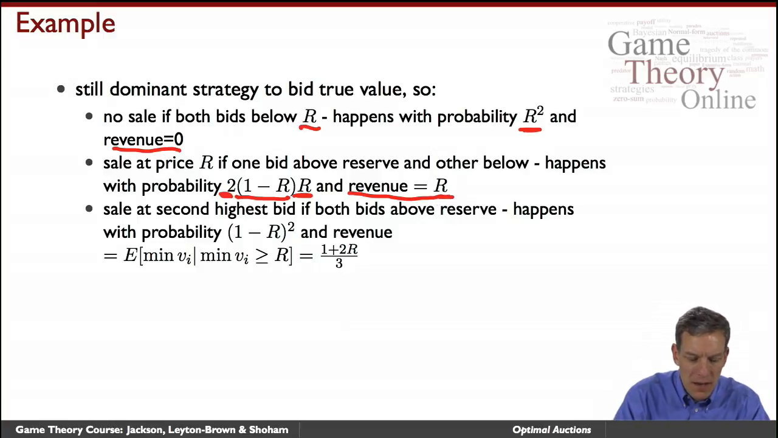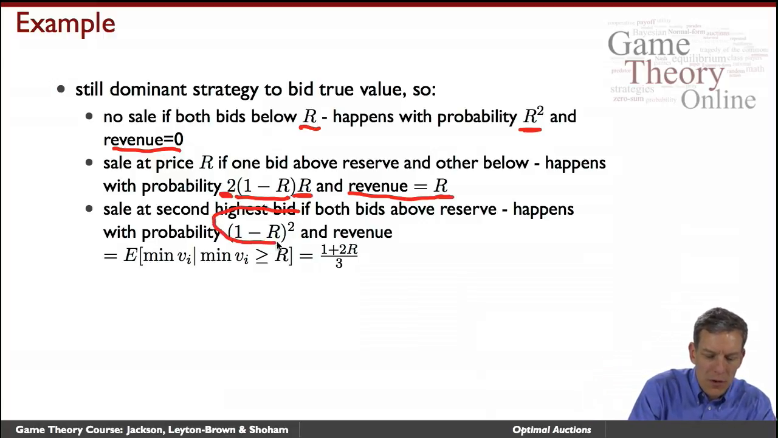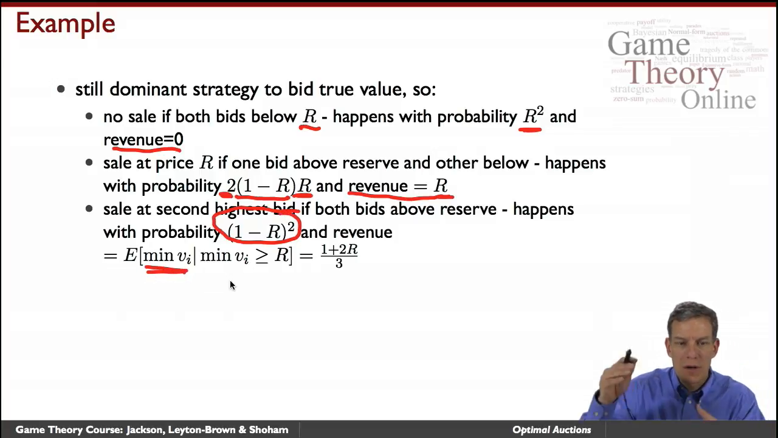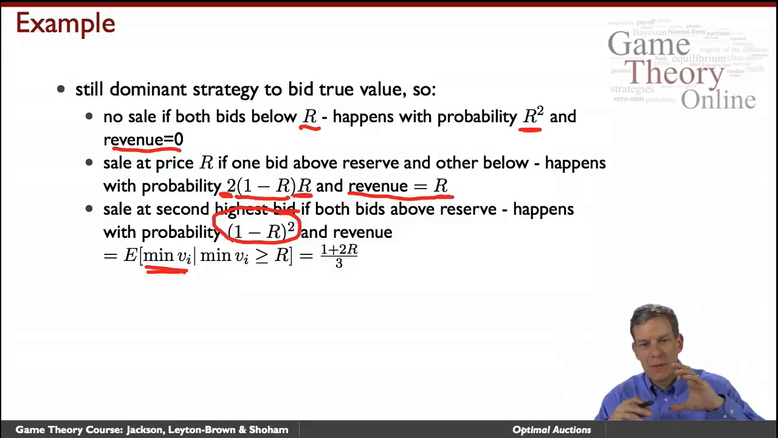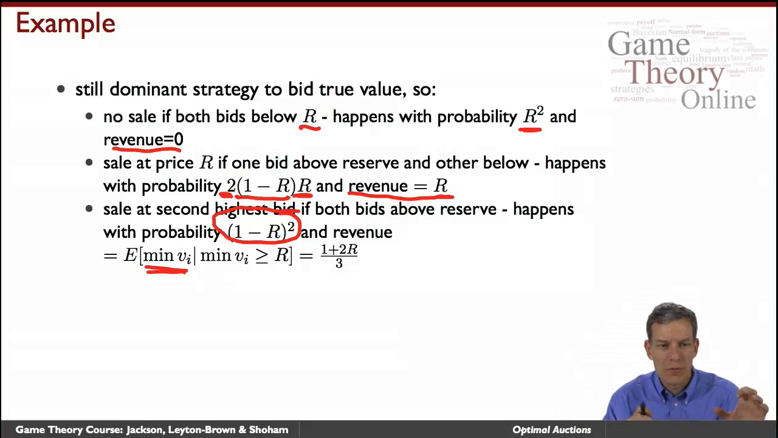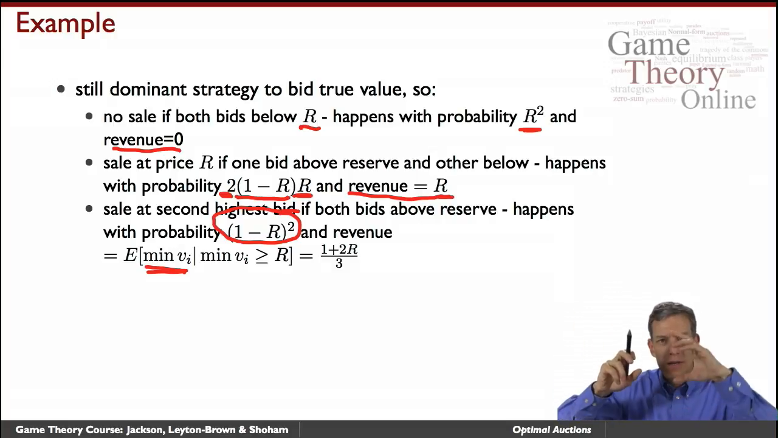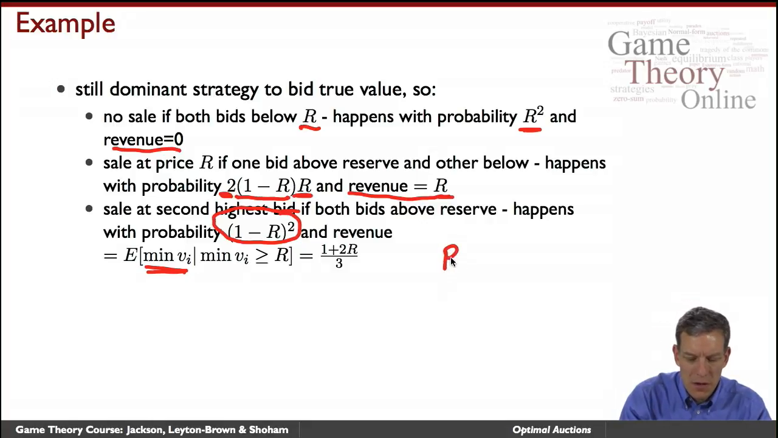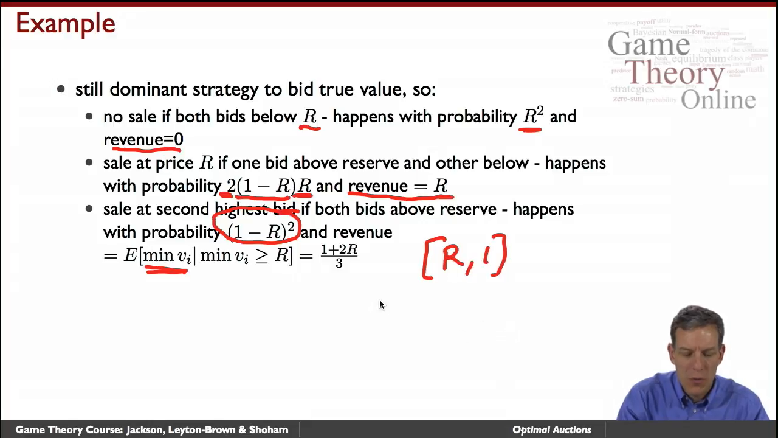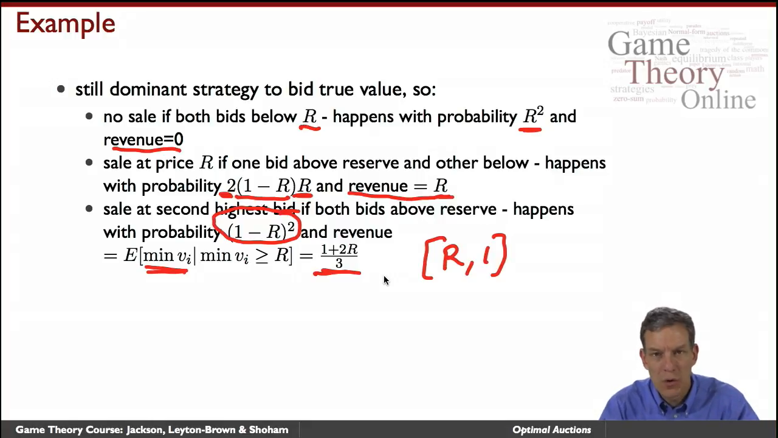And then in the case where they're both above, that's going to happen with probability 1 minus R, squared. In that case, we're going to get the expected minimum of the two values, conditional on both values being above R. If you just work out the integral of the expected minimum of two uniformly distributed random variables, conditional on those variables falling within R to 1, figure out what the expected minimum of that is. I'll save you the algebra. It's 1 plus 2R over 3.